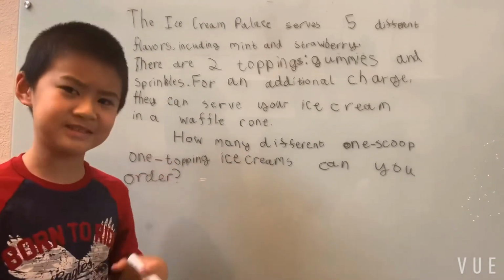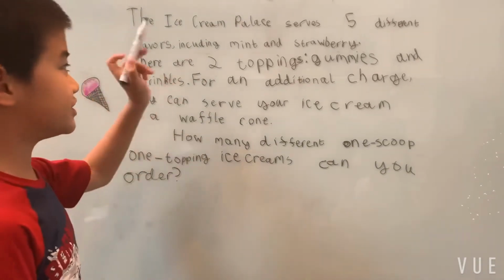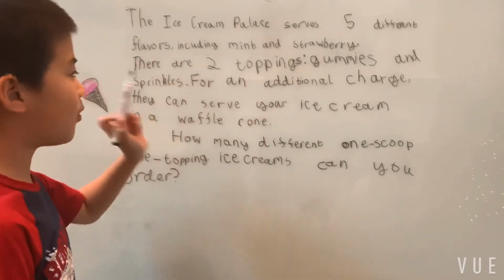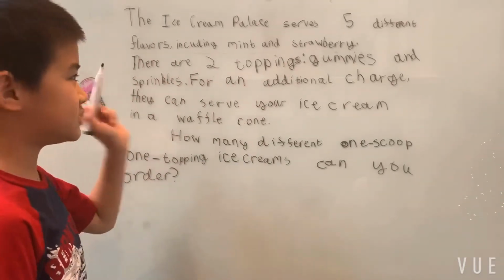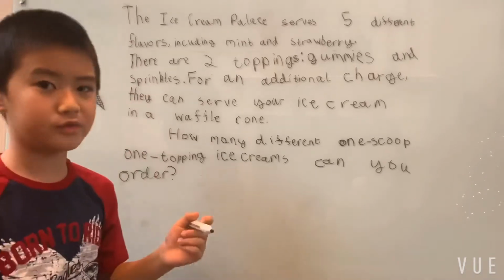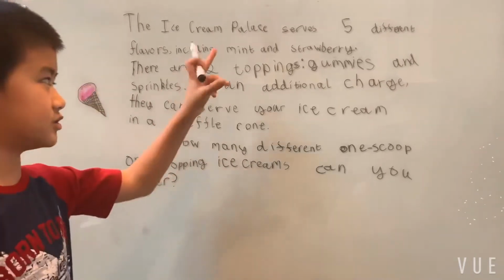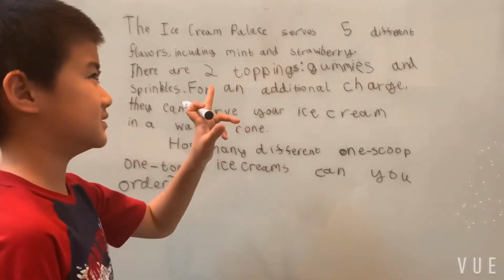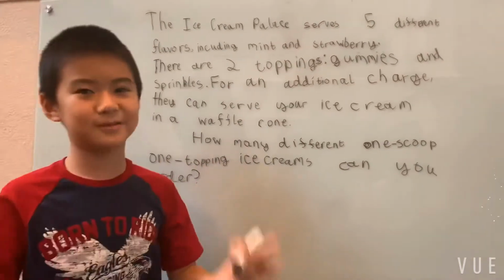So let's start by listing these all. This might actually work. So you can say mint, gummies, and waffle cone. And you can say strawberry, gummies, and then waffle cone. Oh yeah, and then there's also mint, sprinkles in it. Oh, this is definitely not gonna work.